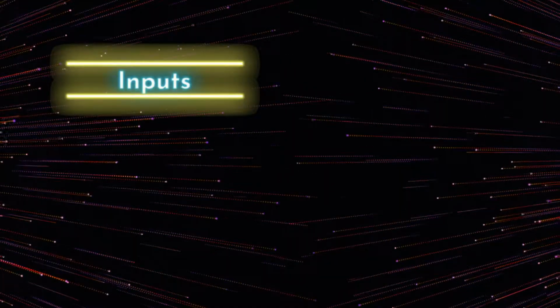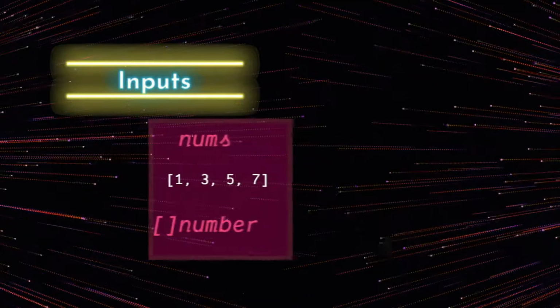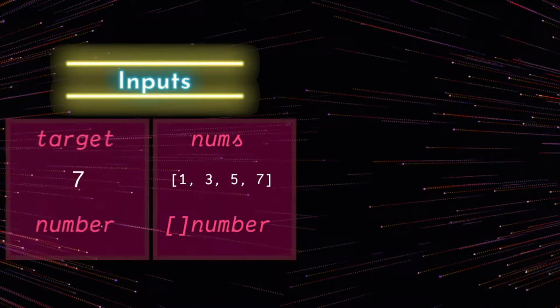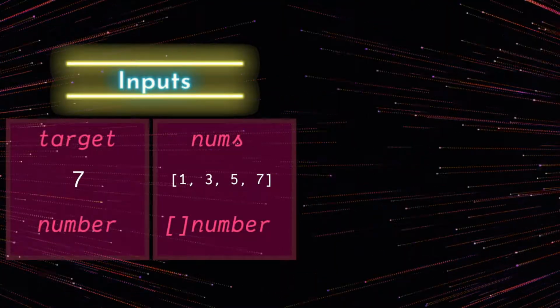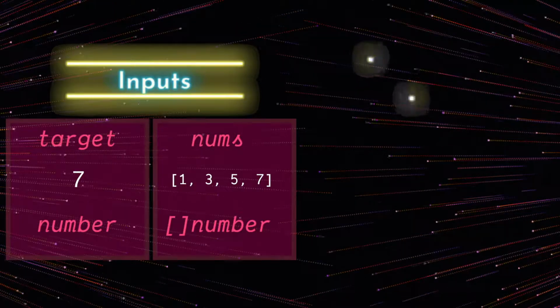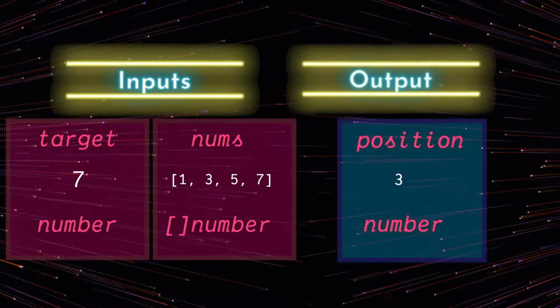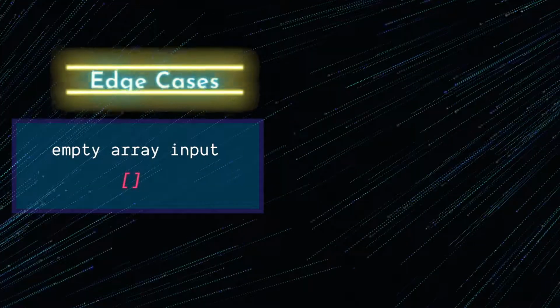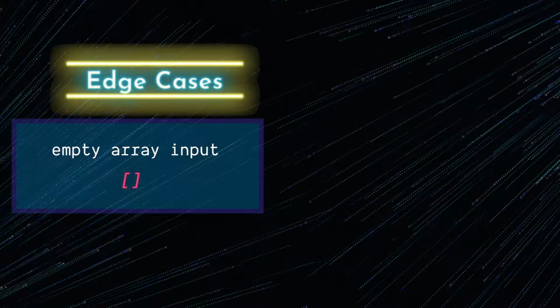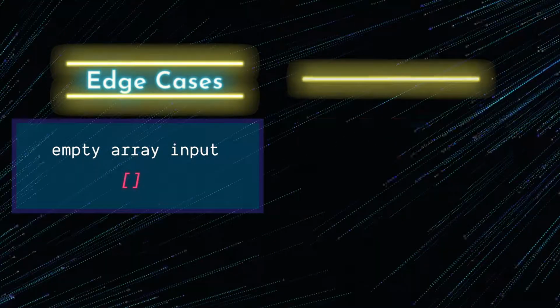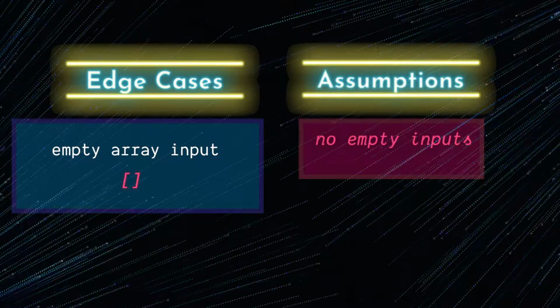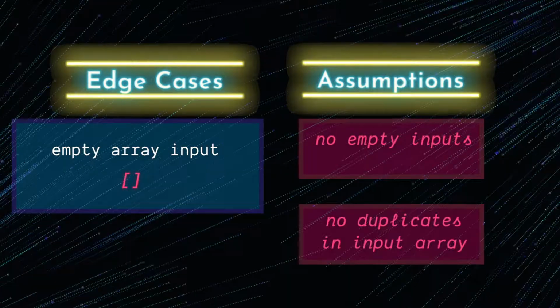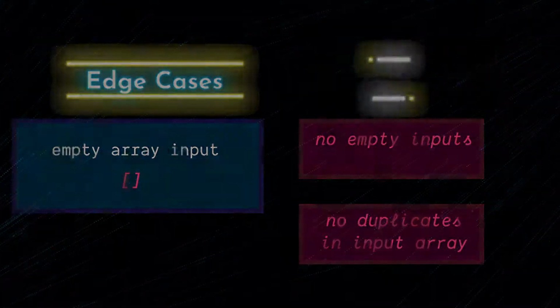Looking at our inputs and outputs, our inputs will be an array of numbers, which we're going to search through, as well as a target number, which we're looking for. And our output will be a single number representing the index where it is or where it should be. Our main edge case would probably be, what if we have an empty array? Well, we can just assume that would not happen for this problem. Due to the definition, we're also able to assume that we will not have duplicates in this input array.